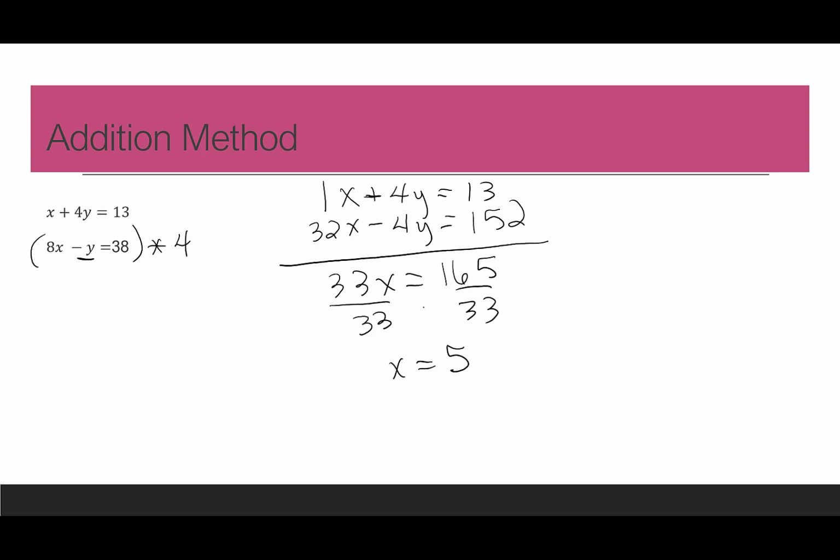So now we want to plug that back in. I'm just going to use the first line. You could use whichever one. So 5 plus 4y is 13. When I subtract 5, that says 4y is 8. Divide by 4, you get 2. So here's my 5, 2. So let's try another one.